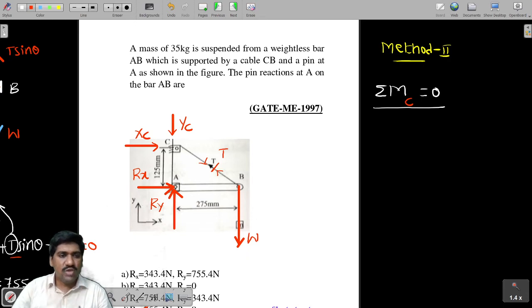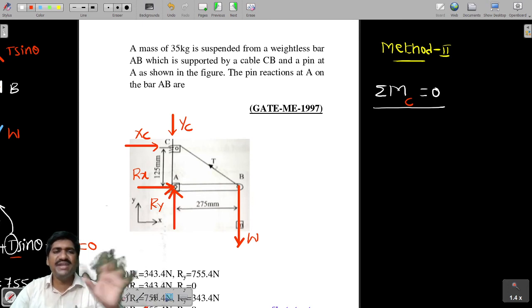Now if you take the moment center as C, XC and YC both will become 0. At the same time, Ry will also become 0, because Ry is passing through point C, so the moment of Ry will be 0, and the moment of tension T will also become 0. One more point: in this assembly diagram, we will never see the tension, because the body is not getting separated. We can see the tension force T in the string only after cutting the string. I am not cutting the string here, therefore I am not representing any tension force.